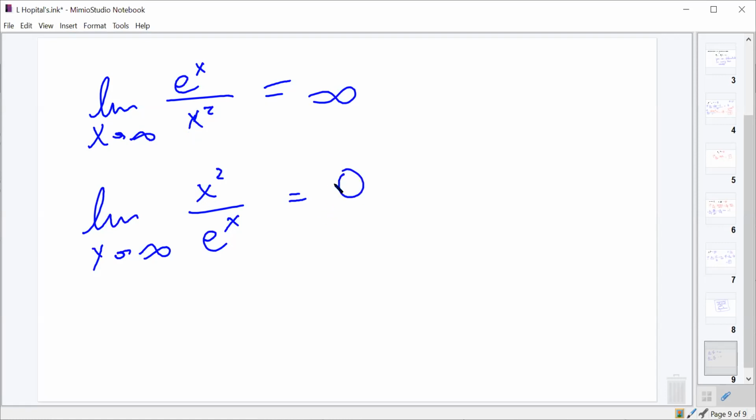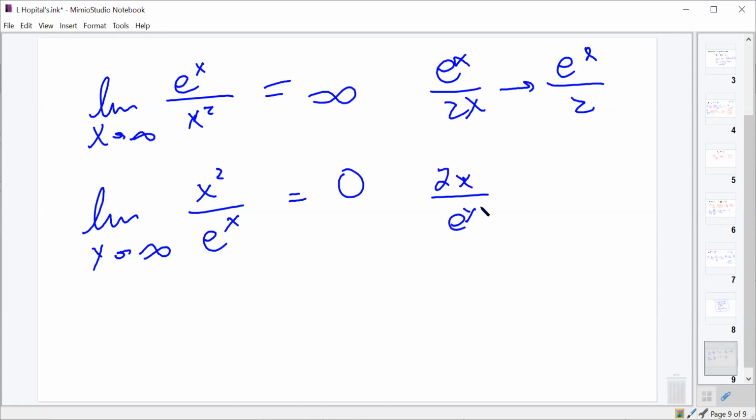0. And we could see that easily enough by using L'Hopital's rule, because if I took the derivative of e to the x over x squared, that's e to the x over 2x. And then if we did it again, it'd be e to the x over 2. And now it's just infinity divided by 2, which is infinity, right? But down here, it'd be 2x over e to the x. And then it would become 2 over e to the x, which would be a constant divided by a very large number. 2 over infinity would be 0. You guys see that? Cool. That's L'Hopital's rule.